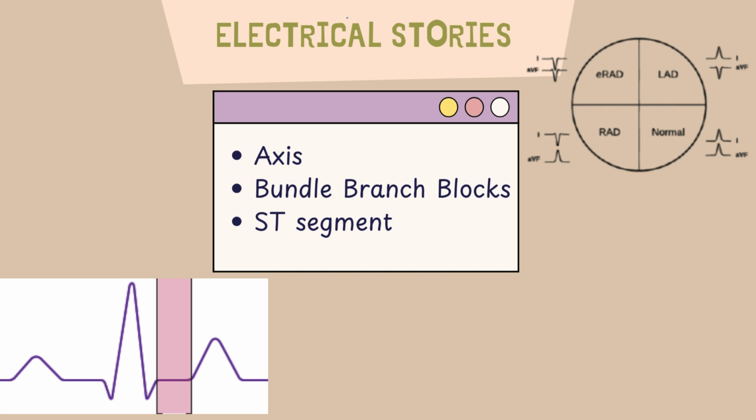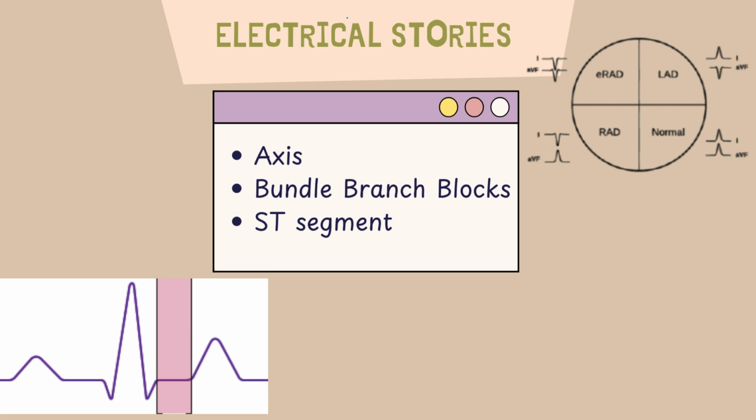Alrighty, now that we've tackled rhythms, the fast, the slow, and the blocked, let's zoom out and look at how electricity flows across the heart in 3 big picture ways. Where the current is heading, that's axis. How efficiently it's getting there, that's bundle branch blocks.